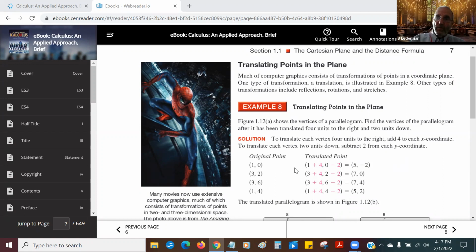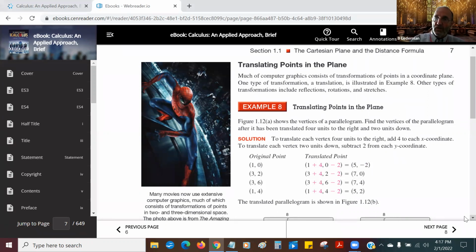So (1, 0) becomes 1 plus 4 and 0 minus 2. (3, 2) becomes 3 plus 4 and 2 minus 2, and so on and so forth. This next one becomes 3 plus 4 and then 6 minus 2, and 1 plus 4, 4 minus 2. That becomes (5, -2), (7, 0). These are the new points.